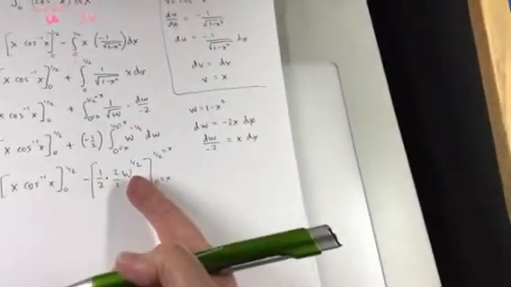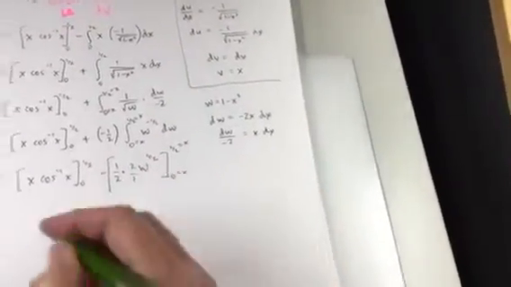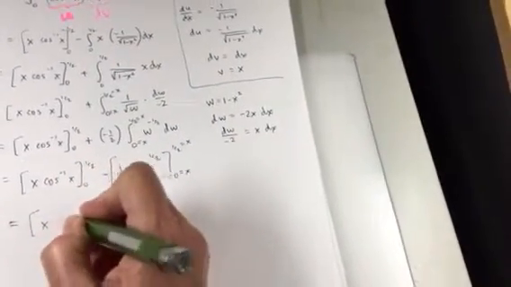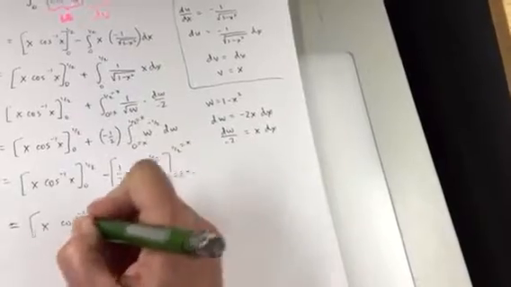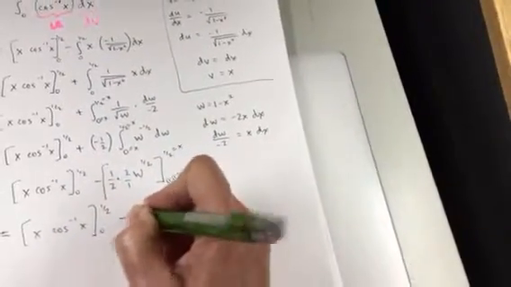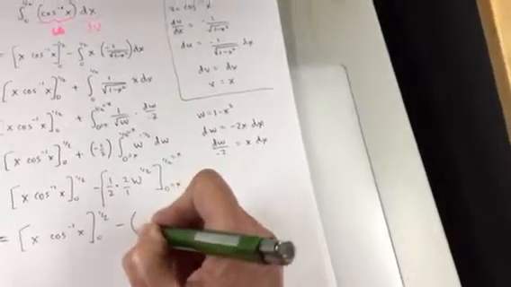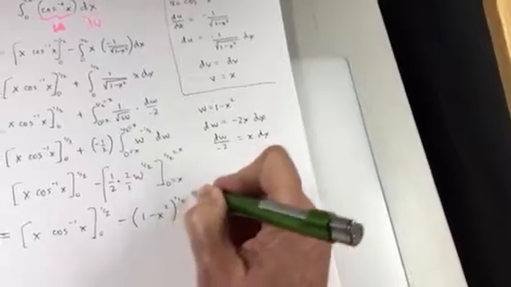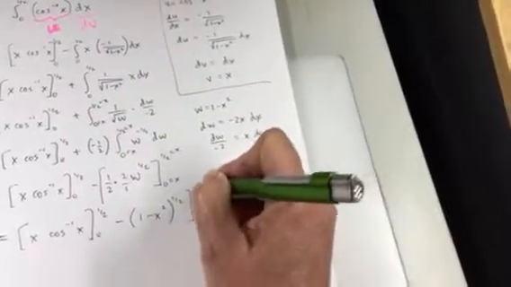So 1/2 times 2, those cancel. And let me go ahead and put my x back in there. w is 1 minus x squared. So x times inverse cosine of x from 0 to 1/2 minus, I'll use parentheses, 1 minus x squared to the 1/2, and that's going from 0 to 1/2.